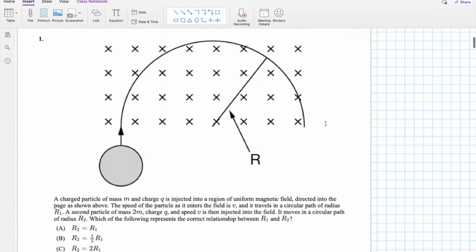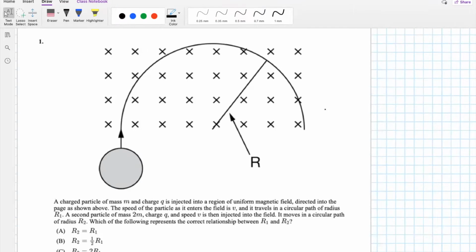Number one, a charged particle of mass m and charge q is injected into a region of uniform magnetic field that is directed into the page as shown above. So sometimes they will tell us what kind of direction the field is pointing in. In this case, we can see the axis.